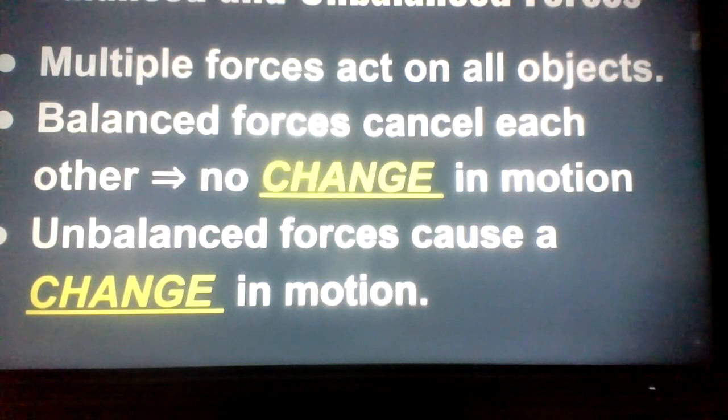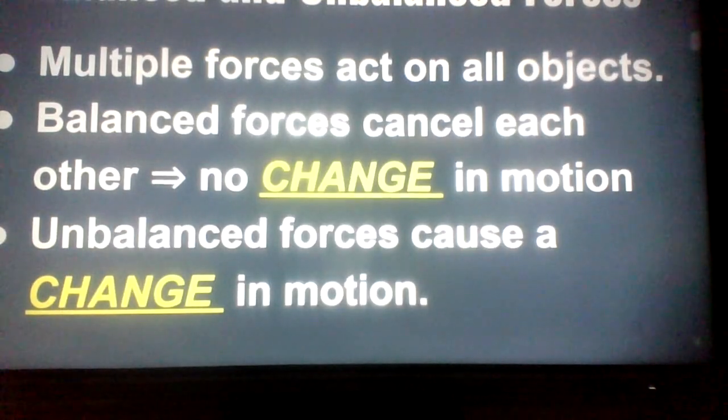Balanced forces cancel each other, no change in the motion. A stationary object undergoes balanced forces, and an object moving at a constant velocity, same speed and direction, is also under balanced forces. Anything that's accelerating or decelerating, changing either speed or direction or both, is undergoing unbalanced forces.